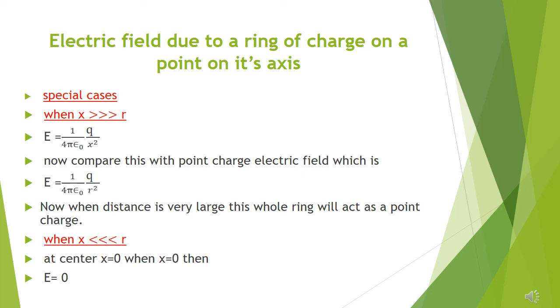The second condition is when the distance is much less than the radius, which is at the center where x equals 0. When x equals 0, the electric field is 0 at the center. So these two are the special cases of the electric field of the ring of charge.